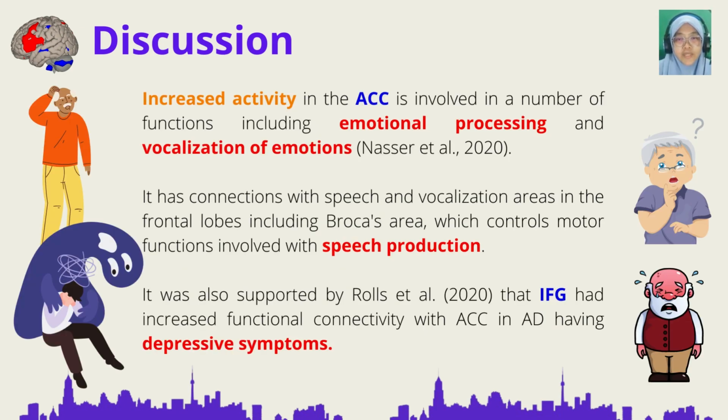Increased activity in the anterior cingulate cortex is involved in a number of functions, including emotional processing and vocalization of emotions. It has connections with speech and vocalization areas in the frontal lobes, including Broca's area, which controls motor functions involved with speech production. It was also supported by Rolls et al. that the inferior frontal gyrus had increased functional connectivity with the ACC in AD patients having depressive symptoms.